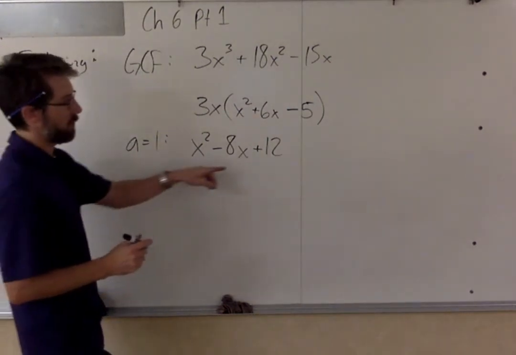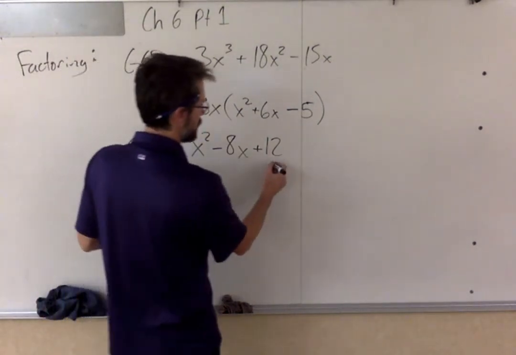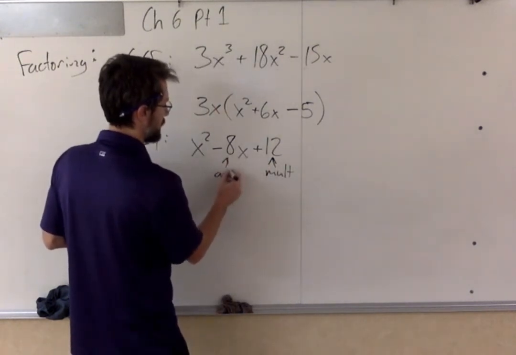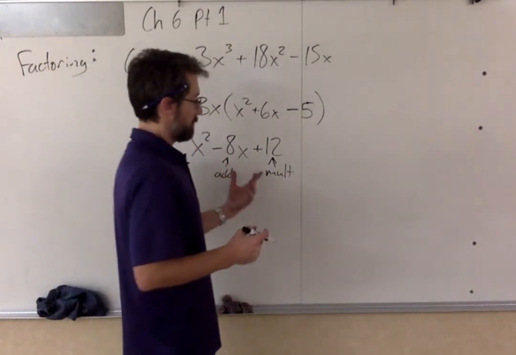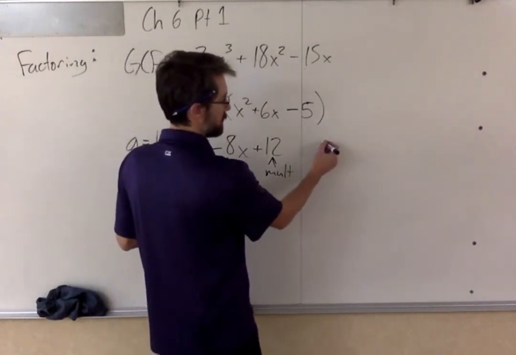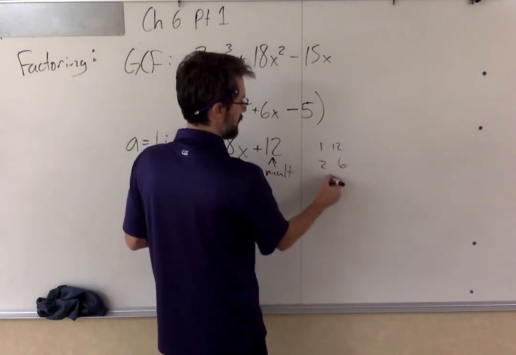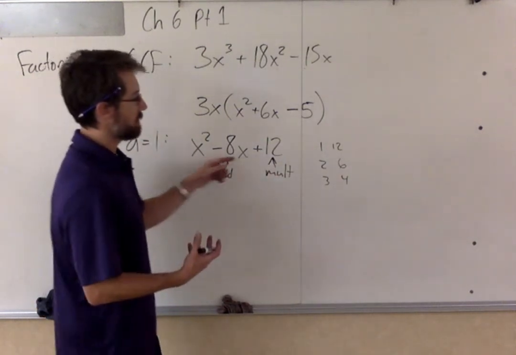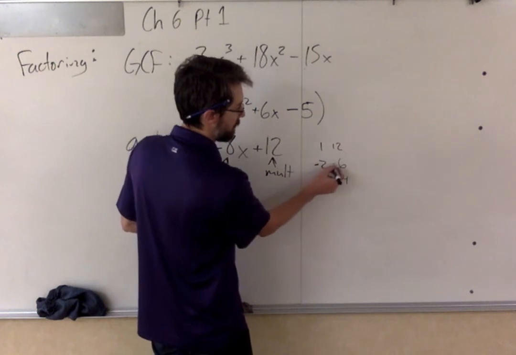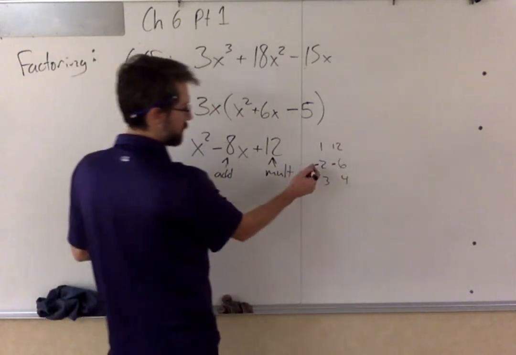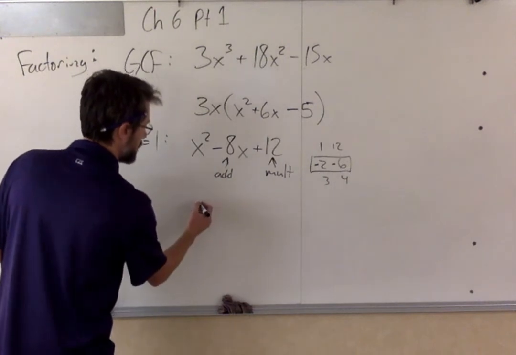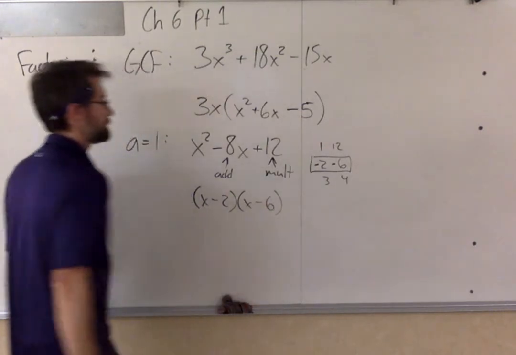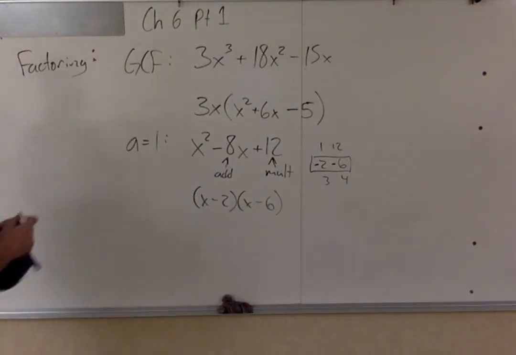All right, so I'm looking for two numbers that multiply to a positive 12, but add to a negative 8. So I'm thinking about my factor pairs for 12. 1 and 12, 2 and 6, 3 and 4. 2 and 6 adds to 8, it needs to be a negative 8. But I can multiply to a positive 12 if both of them are positive or both of them are negative. So our factor pair that works is negative 2 and negative 6. So this ends up being x minus 2 times x minus 6. All right, we've got two more.